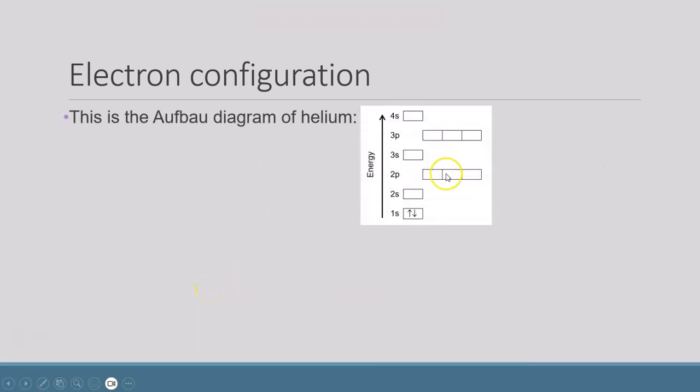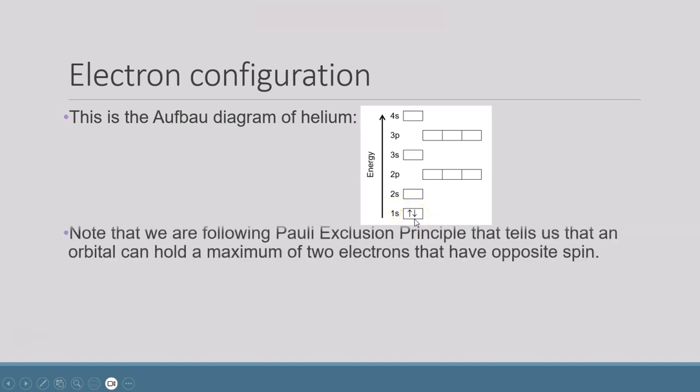Here's the Aufbau diagram of helium. So helium has got 2 electrons in the first energy level, 1 up and 1 down. And that follows Pauli's exclusion principle. So the 2 electrons within this orbital have to have opposite spin according to Pauli's exclusion principle.